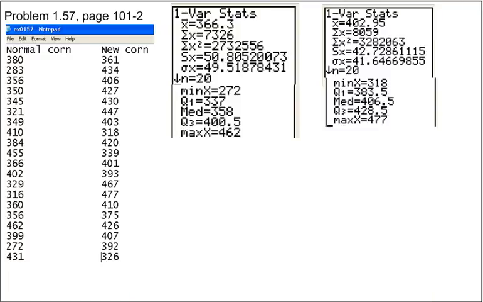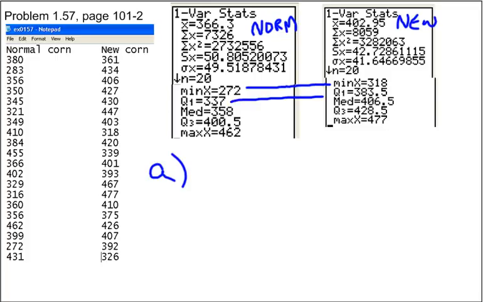So part A, we'll do in blue. They ask you to compare the 5-number summary. So obviously you got to know what the 5-number summary is. The minimum is lower for the new corn. So just to remind, this is new. I'm lying. It's not new. This is normal corn, and this is the new corn. So lower minimum for the normal corn, lower first quartile, lower median, lower third quartile, lower max.